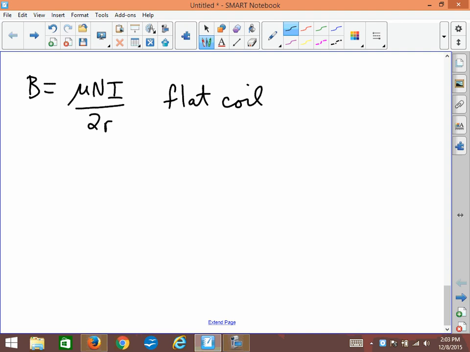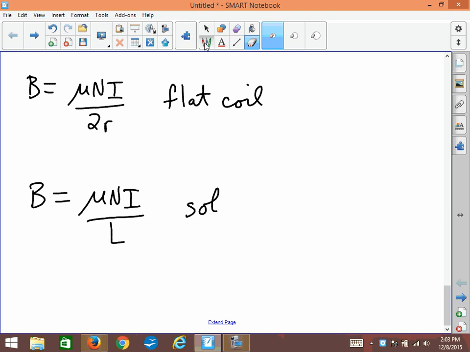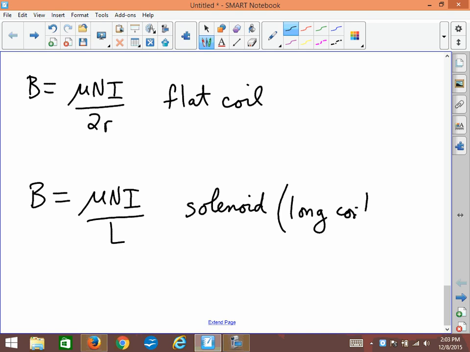And then you also have the option of B equals mu N I over L, which you would use for a solenoid, or a long coil, where the length of the coil is more important than the radius. Mu N I over L. Okay, and then it's just basically plug and play, and don't forget that the value of mu is, for air, pretty much 4 pi times 10 to the negative 7, and you'll plug that in.